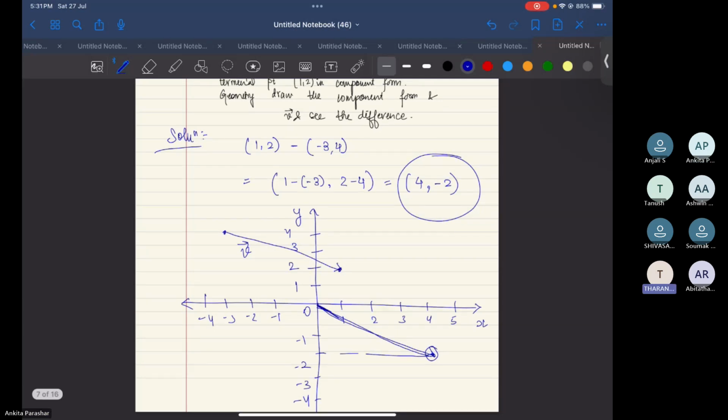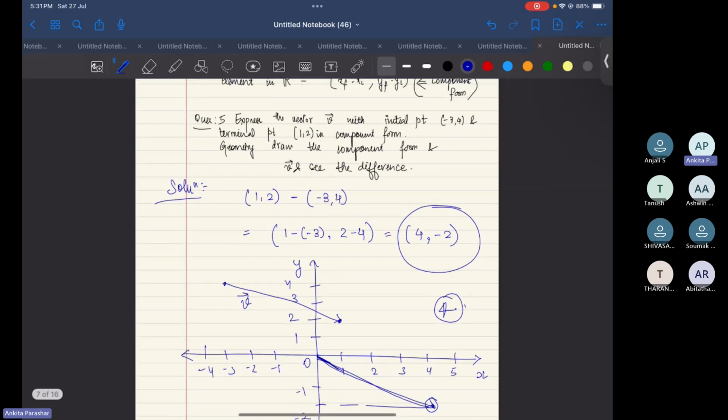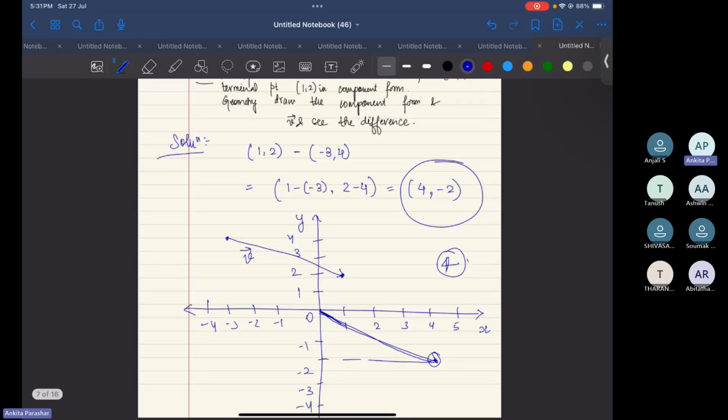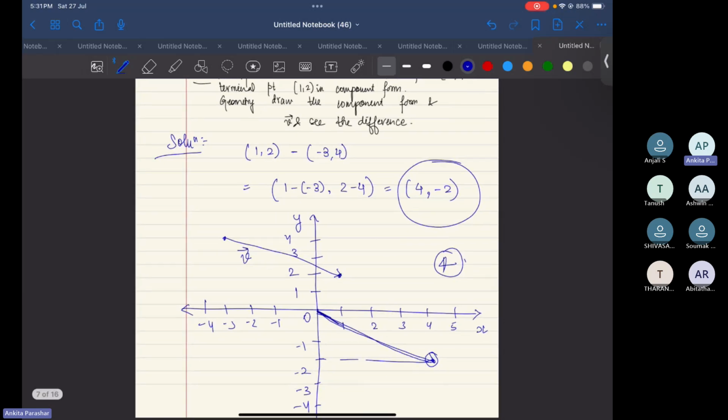Yes, ma'am. They are equivalent, right? Because the magnitude is 4. Exactly, 4 is the magnitude, and the direction is also the same. But we are writing this component form because we want to present our vector, the way we want to represent it, starting from origin only. So we always work with the component form because we want to represent that vector starting from origin.